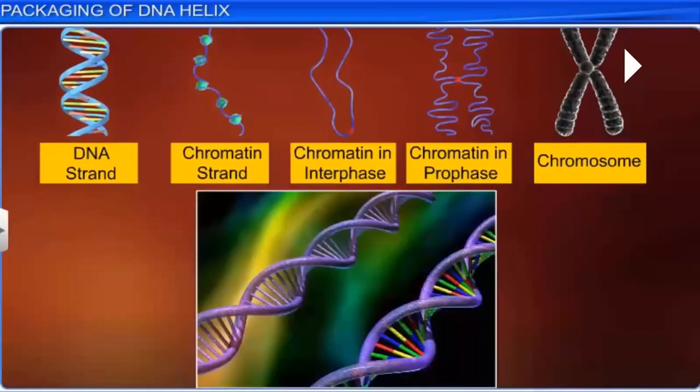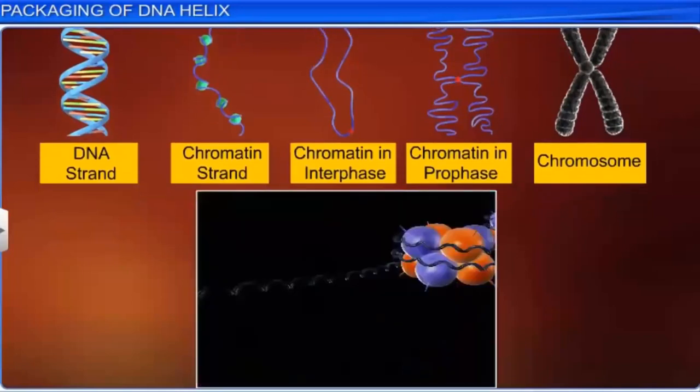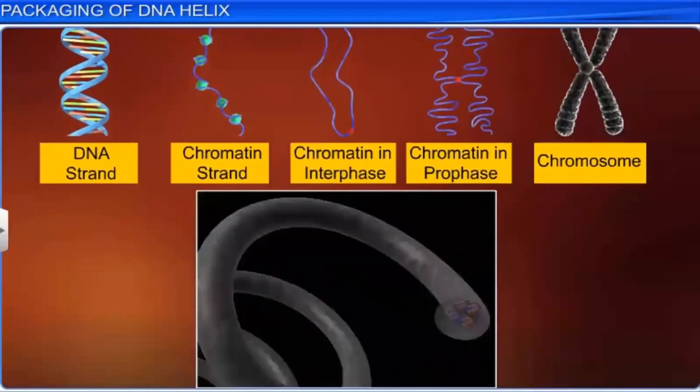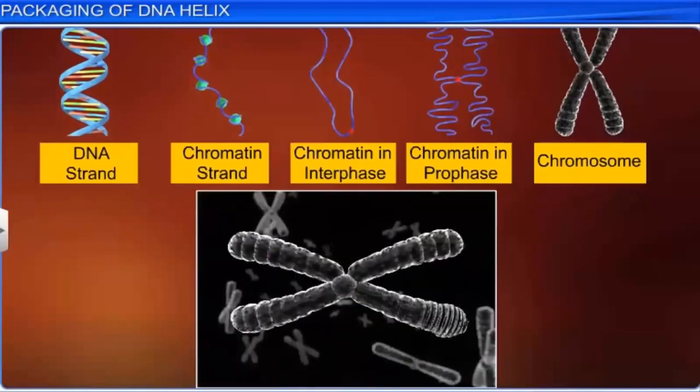Chromatin fibers coil further and condense to form short and thick bodies called chromosomes during the metaphase stage of cell division.